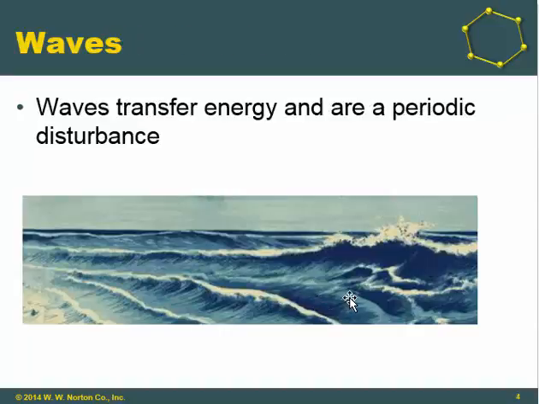Here's a graphic of ocean waves. We're familiar with these types of waves. And the definition of waves is waves are able to transfer energy and are a periodic disturbance. So if we look at the disturbance of the ocean waves, the disturbance of the water is vertical. And the direction of the propagation of the waves, or the direction that the waves are traveling, is perpendicular to that disturbance. So the disturbance is vertical and the travel is horizontal.